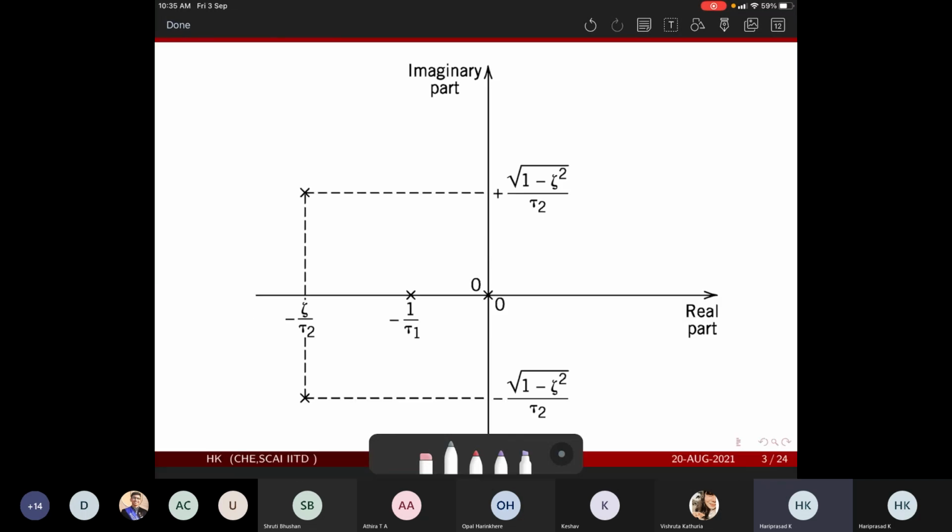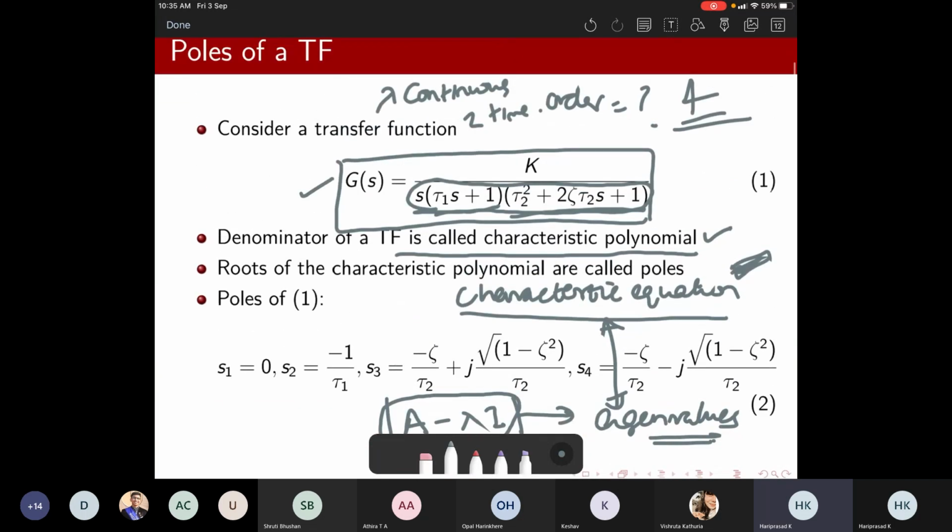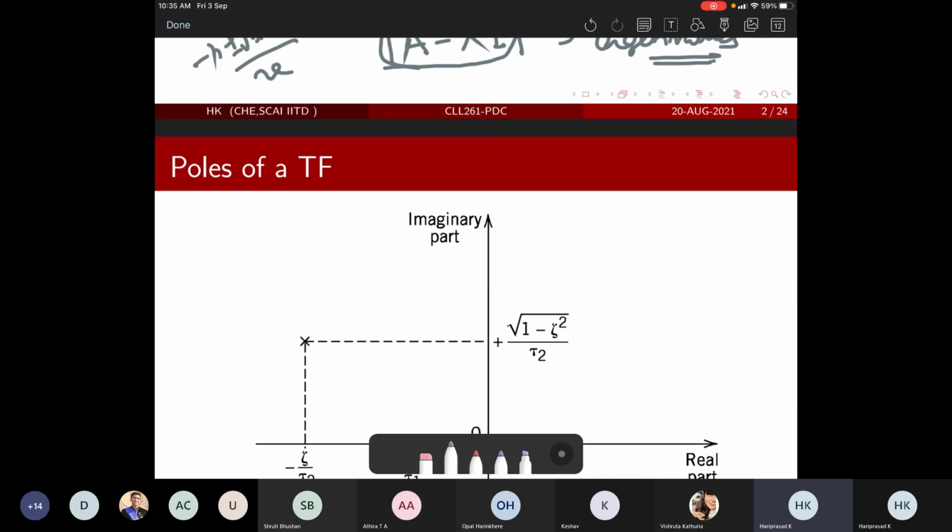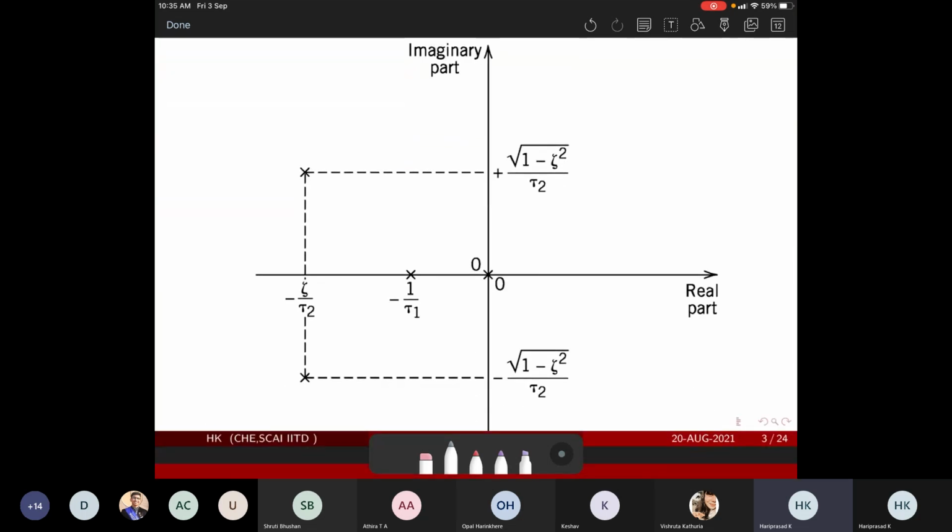Fine. So now let's look at the roots of these. Here s would be 0, one root, and s is equal to minus 1 by tau. And for this quadratic polynomial, you know how to calculate: minus b plus or minus square root of b square minus 4ac by 2a. That would result in two imaginary roots, complex conjugates, which you would place together. So the roots of a characteristic equation can be of four types.